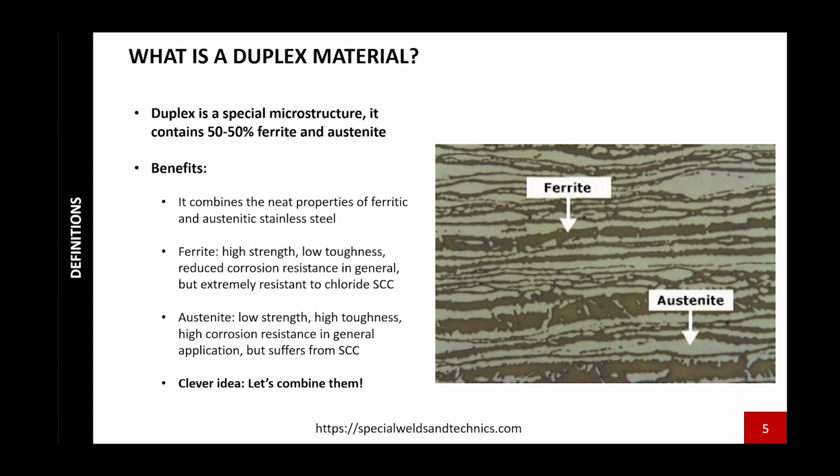On the other hand, austenite suffers from stress corrosion crack in a high chloride environment, and its yield strength is quite low. This means two things. For a given load, we need more thickness, more material, and austenite is expensive. And the second conclusion, in a high chloride environment, like seawater, we can face extensive corrosion damage.